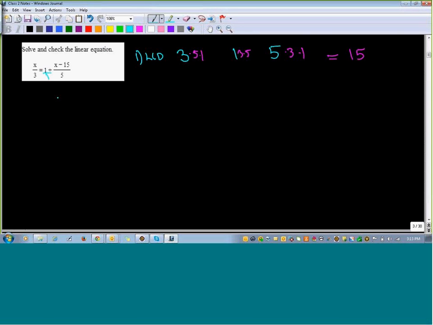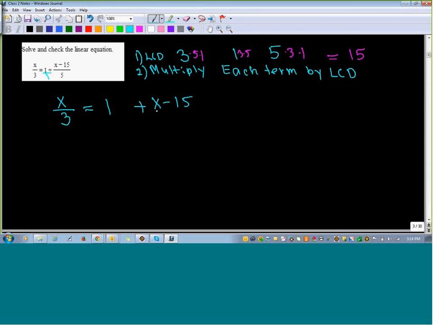Step 2. Multiply each term by the LCD. And now you will see all that will happen is we will get rid of that crazy fraction, right? So times 15, both sides, and you would need to distribute. Just remember, multiply each term by 15. See how simple this will get? You can add 1 here if you want to, but you don't have to.